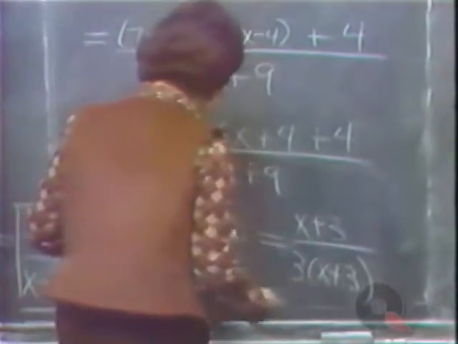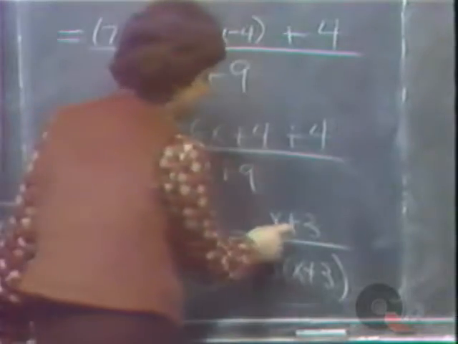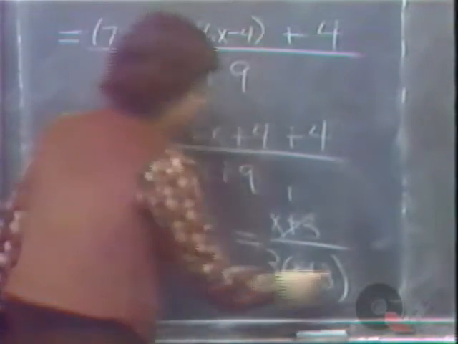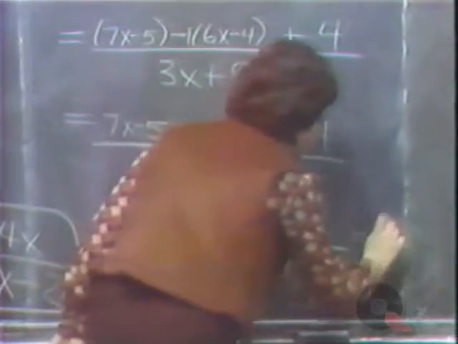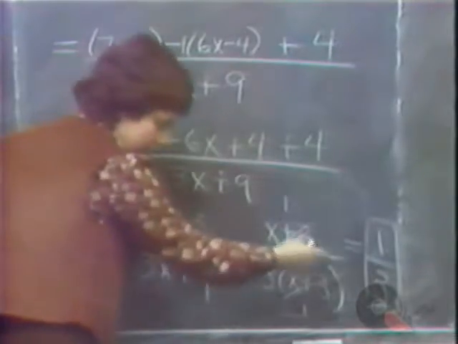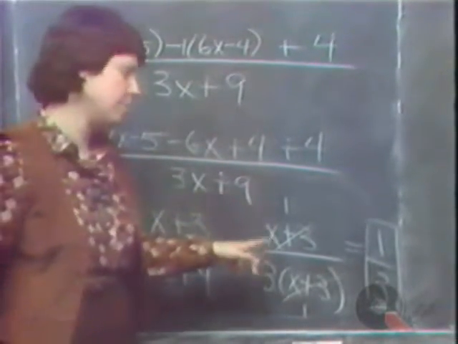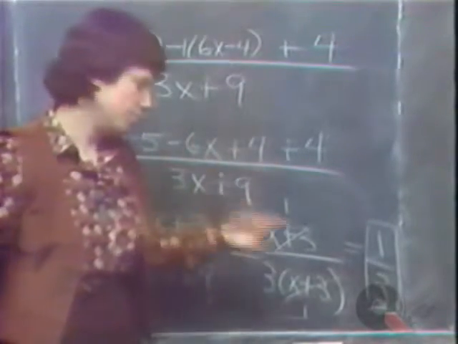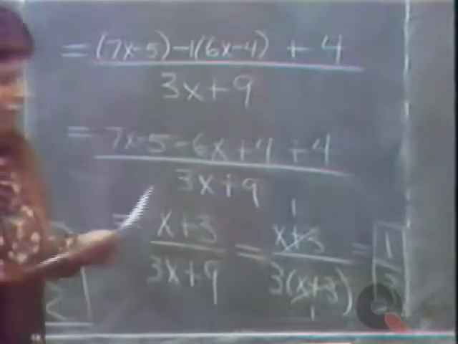Canceling the x plus 3 means dividing numerator and denominator by x plus 3. x plus 3 divided by x plus 3 is 1, for an answer of 1/3. If you were just to cancel the x plus 3, that's perfectly okay, but remember, there's really a 1 implied on the top. The top doesn't disappear. If you were dividing, you were left with a 1. So the answer is 1/3.